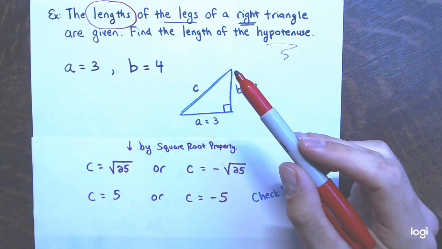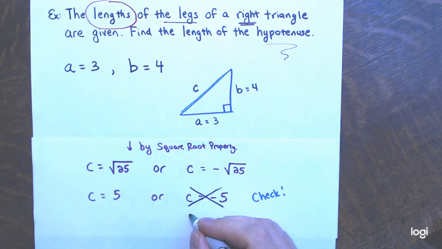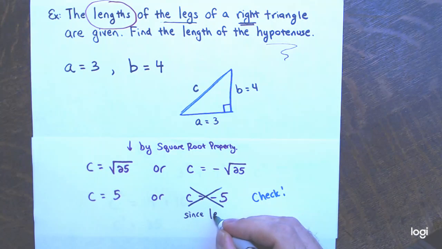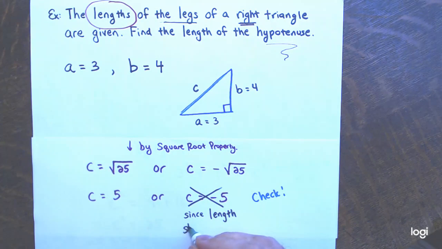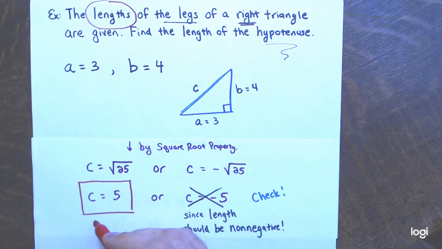So because we're talking about the length of a side of a triangle, I'm going to say that the negative solution is no good, again, since length should be non-negative. That is the only reason I'm eliminating that. It worked back in the equation I wrote, but it doesn't make sense for the particular problem. So the length of the hypotenuse is this other length here, positive 5 units.